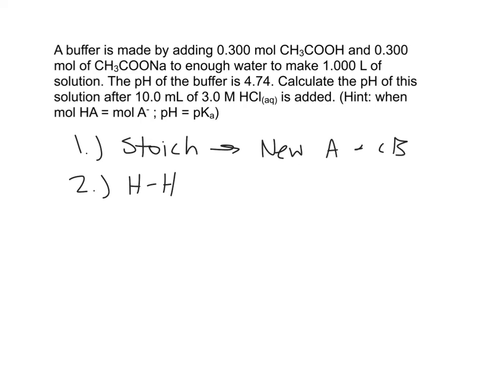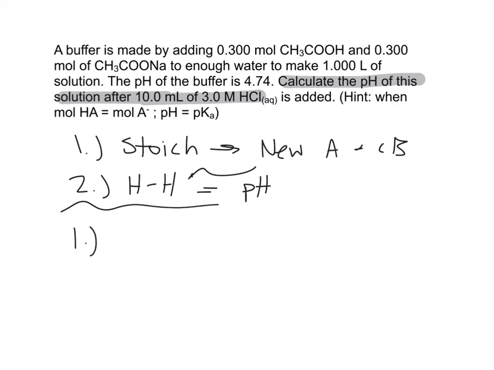And once we do that, we then can use those to figure out our Henderson-Hasselbalch numbers and thus calculate pH. Because ultimately, that's what we're trying to determine, is what's the pH. Calculate the pH of this solution after 10 milliliters of 0.3 molar acid is added. So let's start with the first step. Step 1, I'll put a line here. We've got to figure out how many moles of HCl are in this solution.